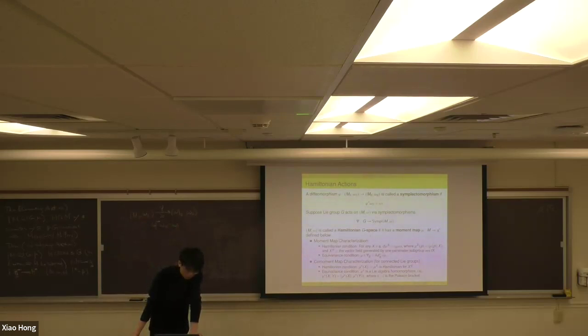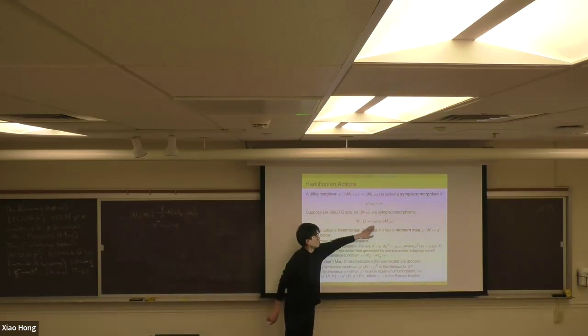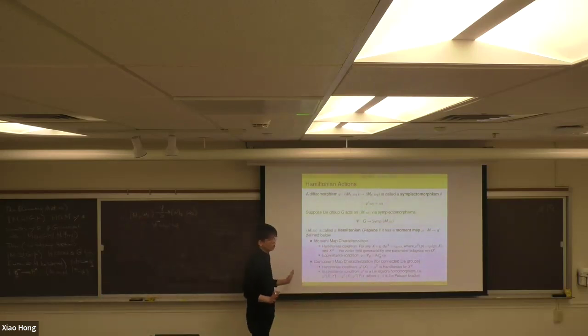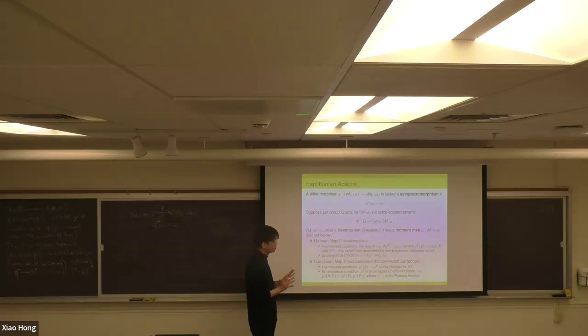And suppose we have a Lie group G acting on this symplectic manifold by symplectomorphisms, where this symbol refers to the group of all of the symplectomorphisms. Then this space is called a Hamiltonian G-space if we have a moment map, mu, encoding all of these Hamiltonian actions via the Lie algebra.